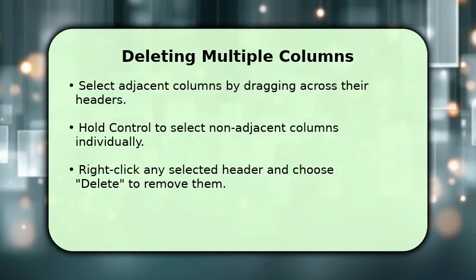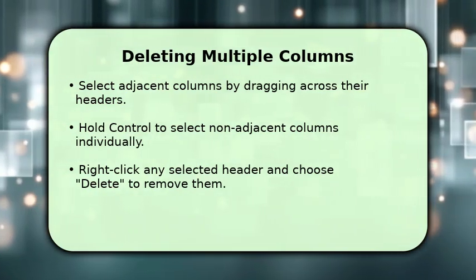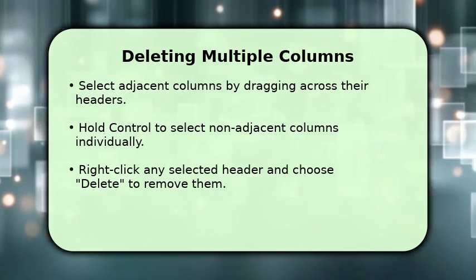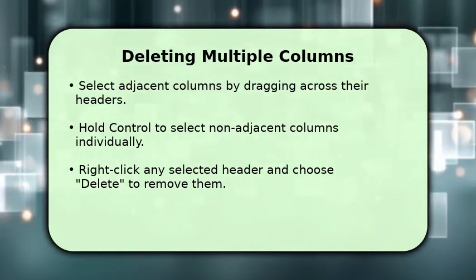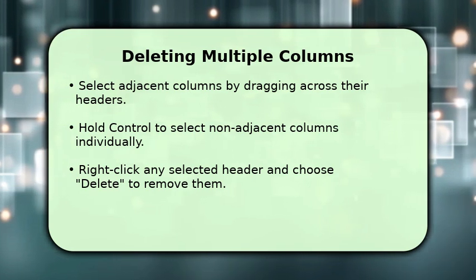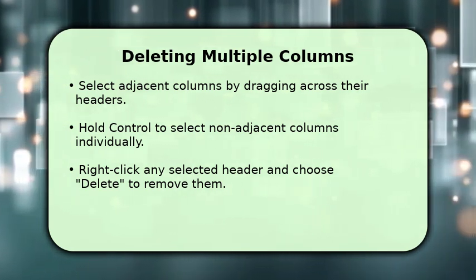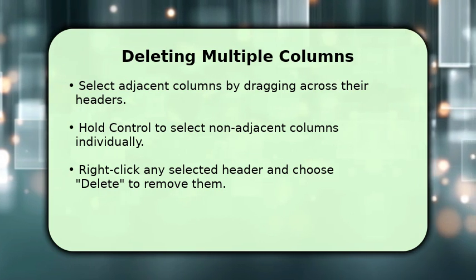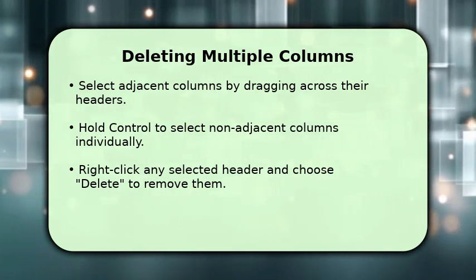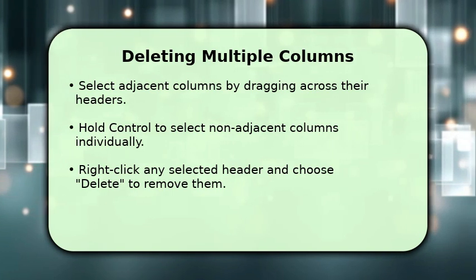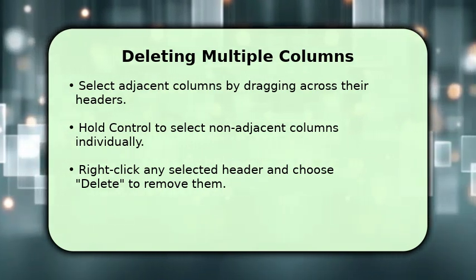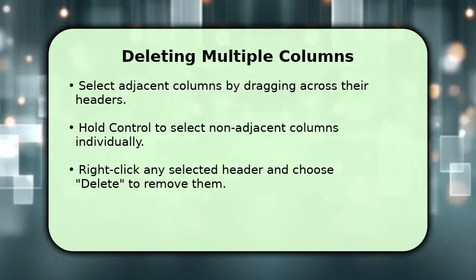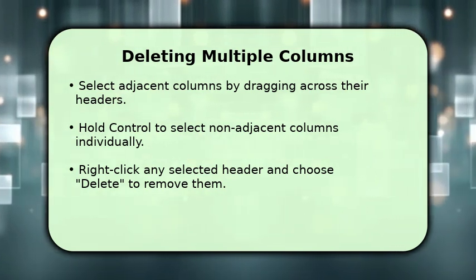To delete multiple columns, you have a couple of options. For adjacent columns, click and drag your mouse across their letter headers to select them all. If columns are not next to each other, hold down the Control key and click each header individually. Once all desired columns are highlighted, right-click on any selected header. A menu will pop up, and you can then choose Delete to remove all selected columns at once.